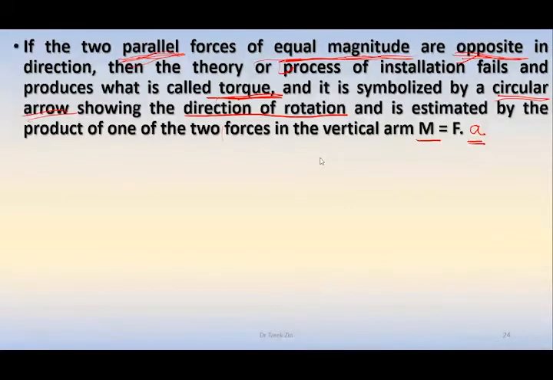طب تعالى نشوف if we have example like that: F1 and F2, between both of them A, and right now we have two forces. طب F1 is equal in magnitude to F2, opposite direction, and both of them parallel, so there is no intersection point at all.